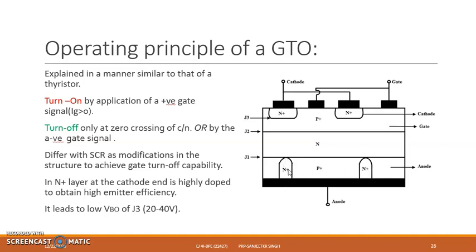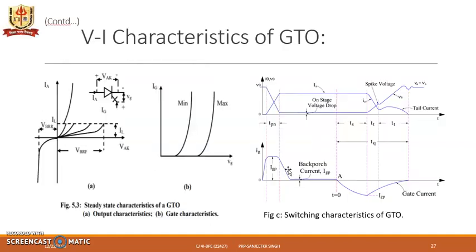So with a shorted anode, it will have some advantages and disadvantages too. It will reduce the tail current time, during which the device takes more time to turn off. If we make it anode shorted, then this tail time is reduced and it can be turned off faster. VI characteristics are similar to those of the SCR.